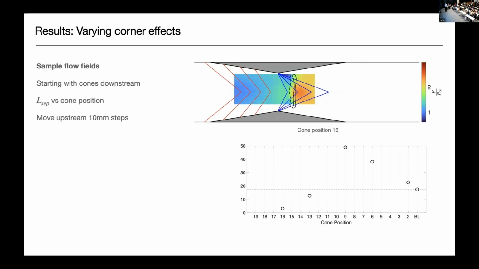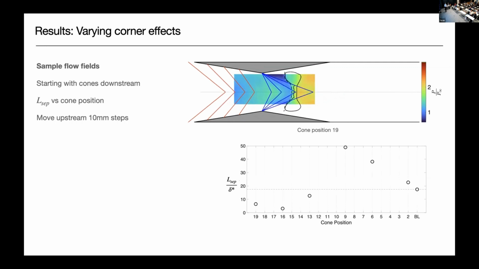I mean, it's almost non-existent compared to the baseline case. But in this case, we see that we have expansion waves arriving over the interaction. Okay, so that's the minimum separation length. All right, and then this is the most extreme case with the corner cones far upstream, and now the expansion waves arrive upstream of the interaction.